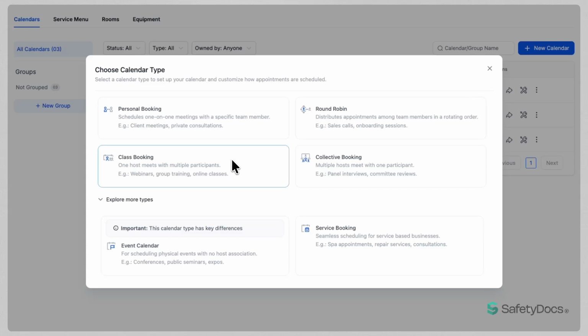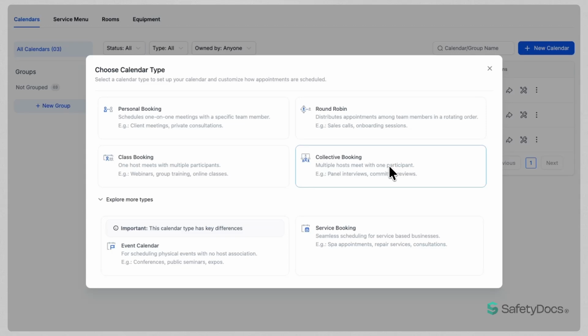Next is class bookings. This is one host with many attendees. You use this when a single presenter meets with a group. Examples: webinars, group trainings, workshops, and live classes.